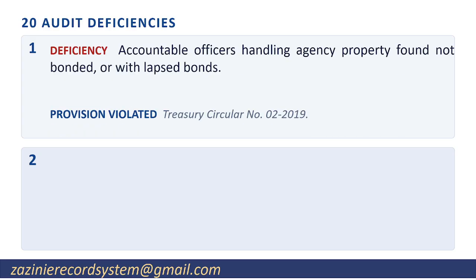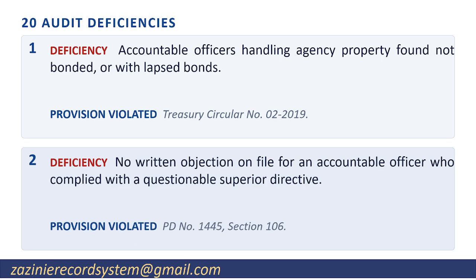Number 1. Deficiency. Accountable officers handling agency property found not bonded, or with lapsed bonds. Number 2. Deficiency. No written objection on file for an accountable officer who complied with a questionable superior directive. Next slide.